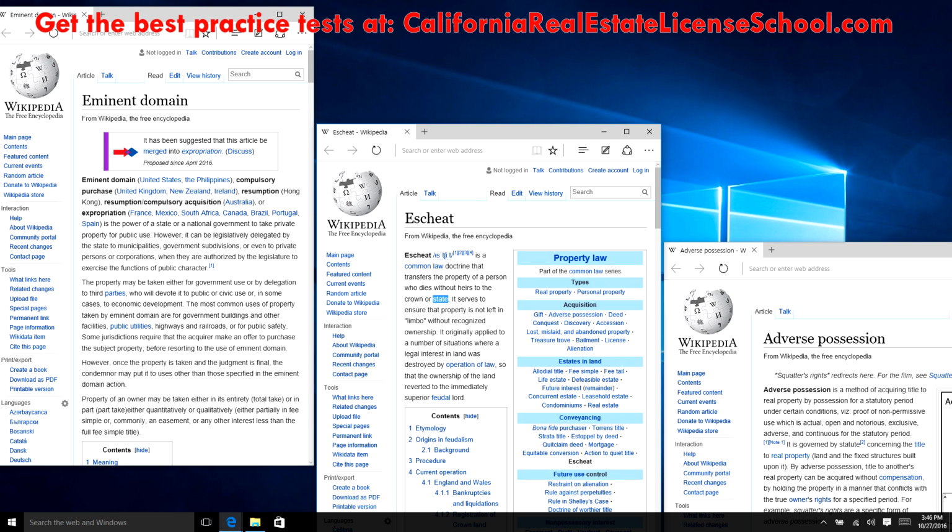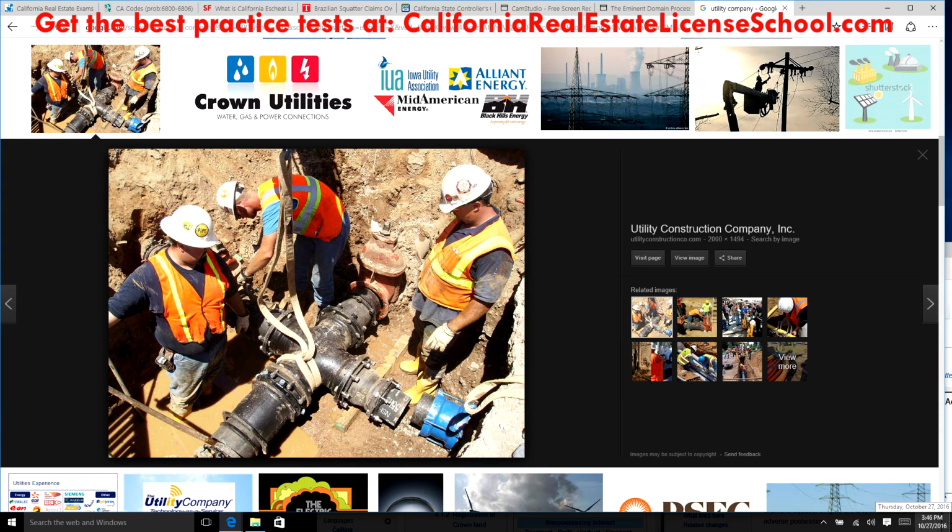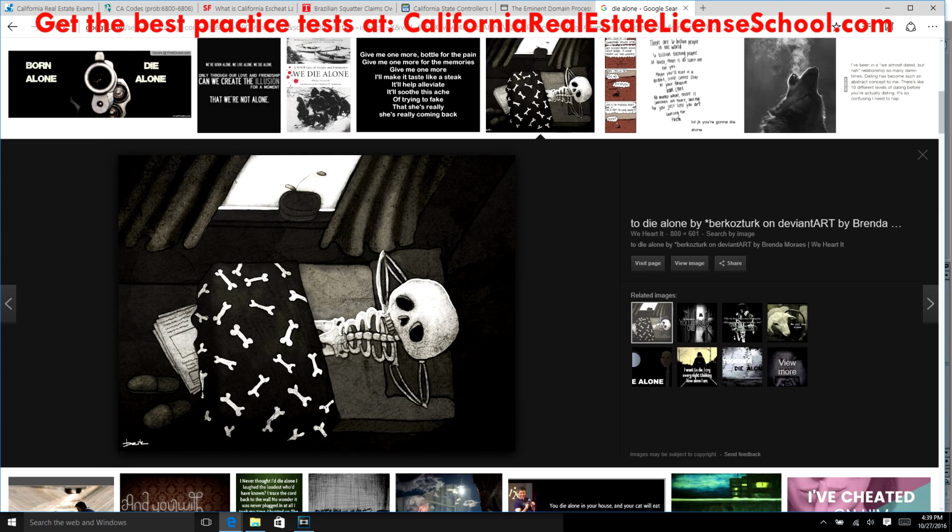For eminent domain, create that mental image of a utility company. That's my mental image for eminent domain, okay? Public work wants to be done. The government wants to take your property. Escheat, think of someone who died alone with no kids, no family, and property is being taken over by the government.